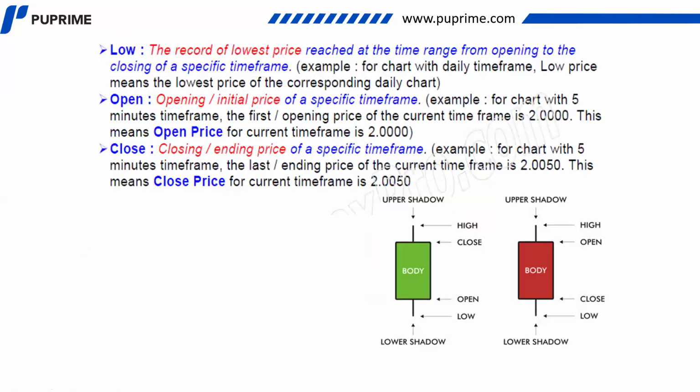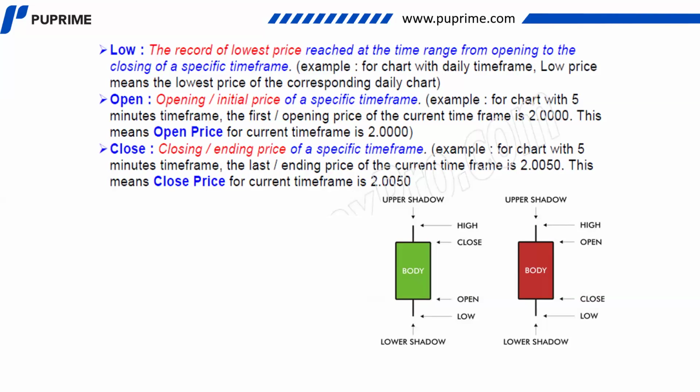after the high, we have the low. So what is the low? The low is the lowest price which the candle has gotten to before the close of the particular session. Then we have the open price, and we also have the closing price. So the open price is the initial price.